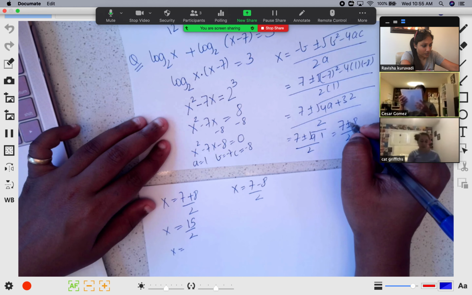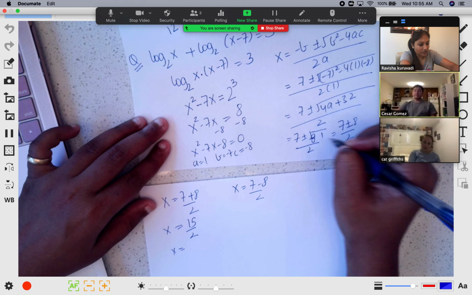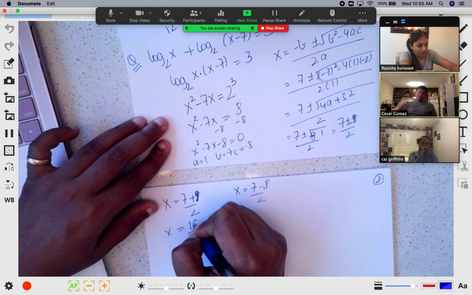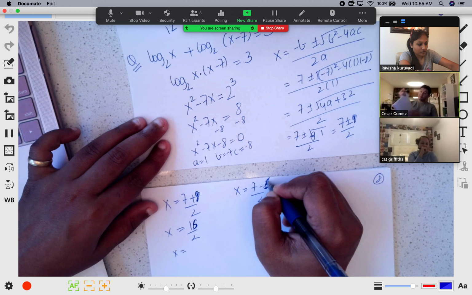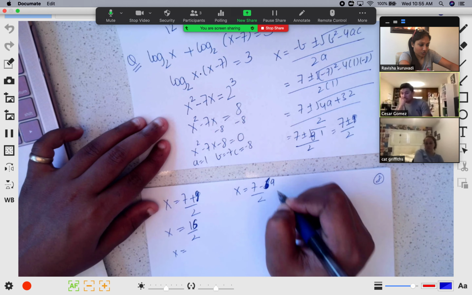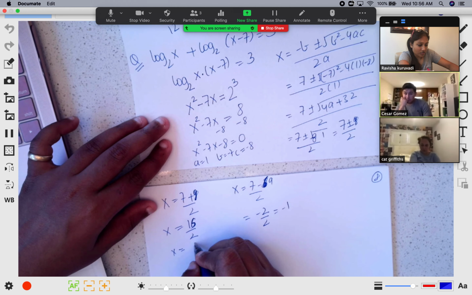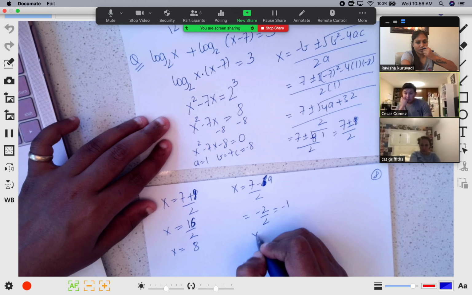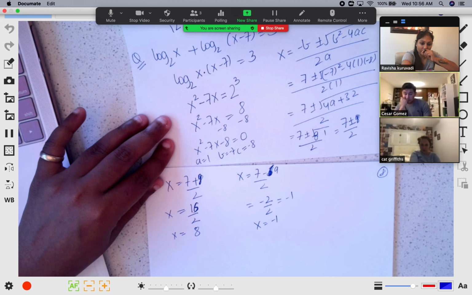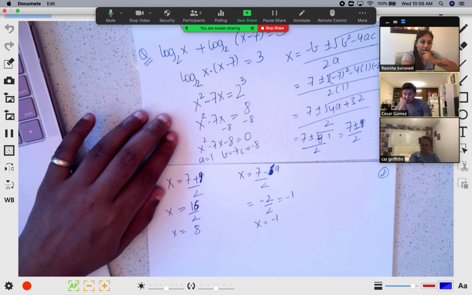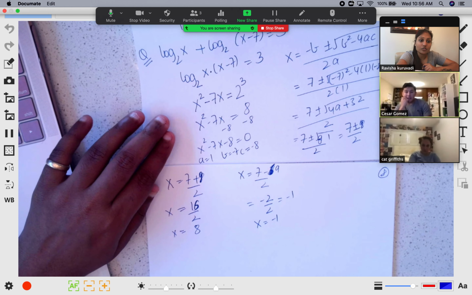So it's 81. 9, it's 9. You get 16 over 2, and you get minus 2 over 2, which is negative 1. You get 8 and negative 1. Both of you got the same thing? Okay, once you got this, you have to check.